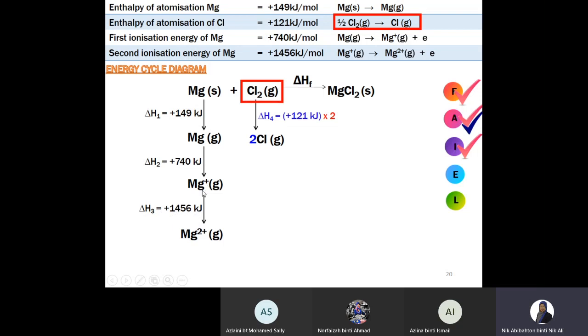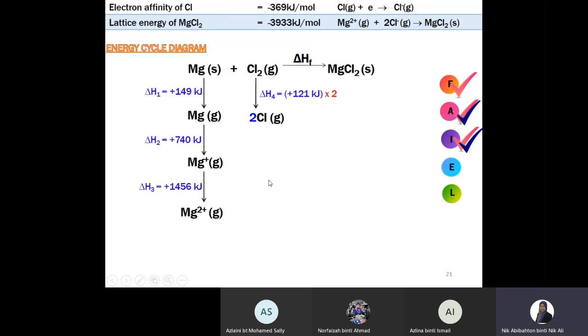Okay, as we looked at just now, in the enthalpy diagram we need to consider the electron. But in this energy cycle diagram, there is no need to write the electron. Then we proceed with the electron affinity. Electron affinity will occur for the chlorine. Same goes as for the atomization just now.